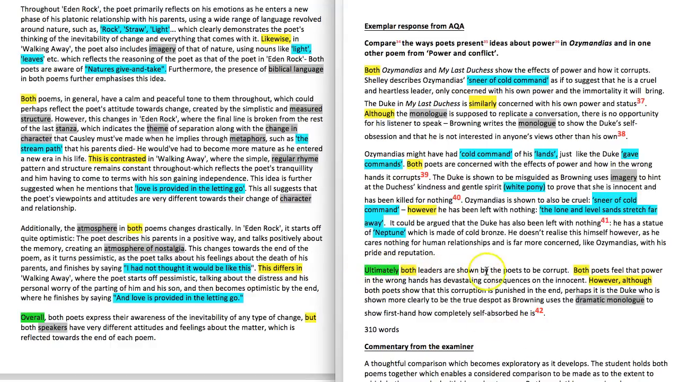Ultimately, both leaders are shown by the poets to be corrupt. Both poets feel that power in the wrong hands has devastating consequences on the innocent. So that's the same as the first part of Eleanor's sentence. But then instead of the but, this candidate has however. Although both poets show that the corruption is punished, perhaps it's the Duke who is shown more clearly to be the true despot. And that's where you have the evaluation. The Duke is more of a despot than Ozymandias, according to this reader. So this is a strong clue that in your conclusion you want to be evaluative by finding a similarity but then showing how that's also different.